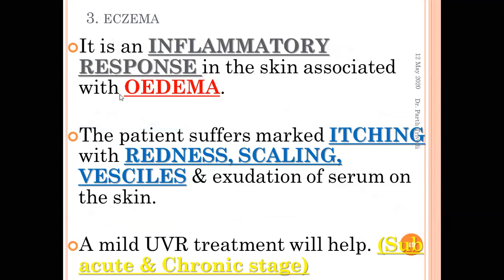It is again an inflammatory response. It is generally associated with edema, itching, redness, scaling, and vesicles. So in subacute and chronic stages, mild UVR is given.